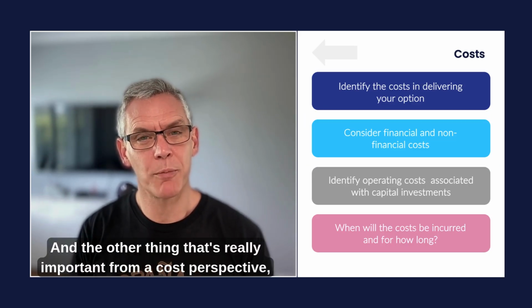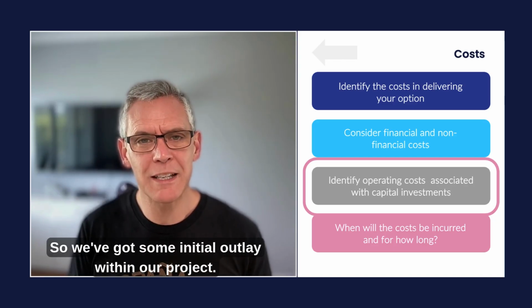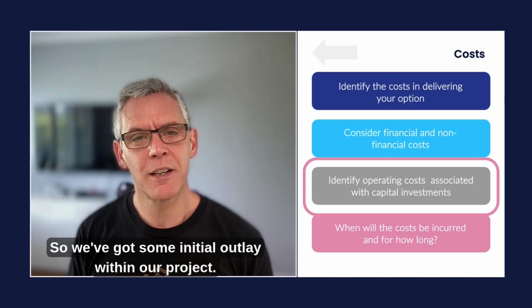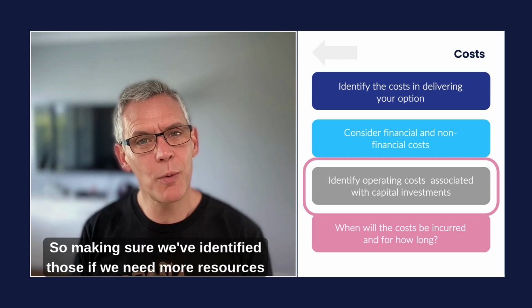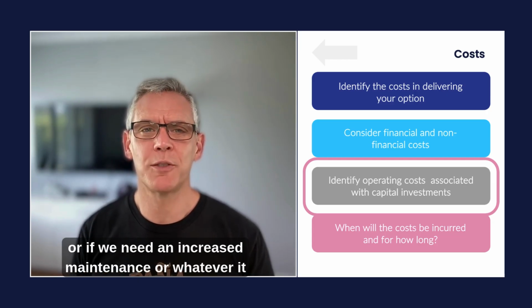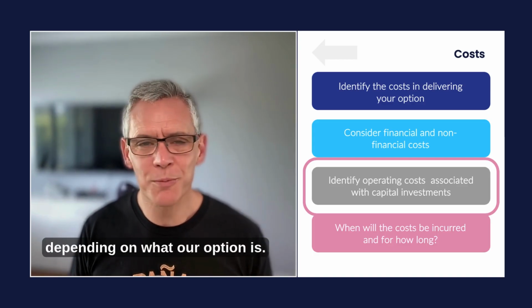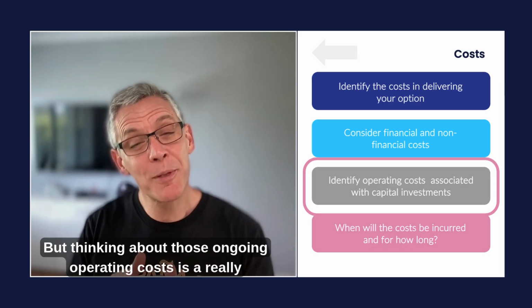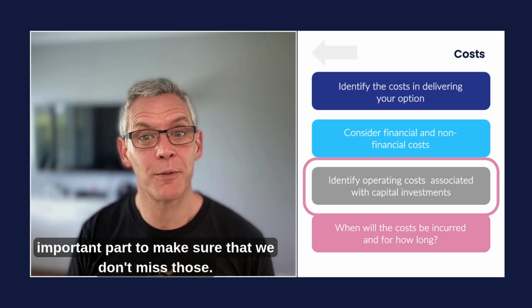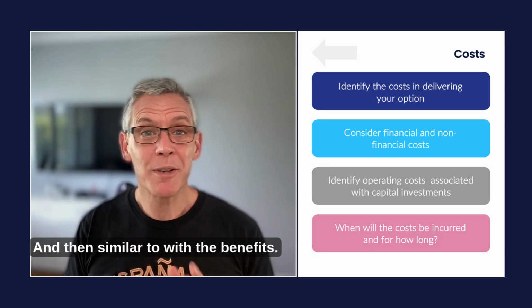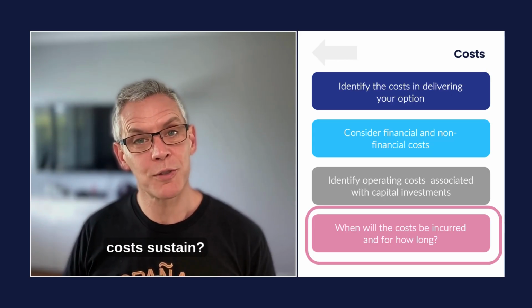The other thing that's really important from a cost perspective, especially where we've got some capital that we're putting in, so we've got some initial outlay within our project, is whether there are any ongoing operating costs for the item. So making sure we've identified those, if we need more resources or increased maintenance or whatever it may well be, licenses, support, depending on what our option is. Thinking about those ongoing operating costs is a really important part to make sure that we don't miss those. And then similar to the benefits, when will they be incurred and for how long will those costs sustain?